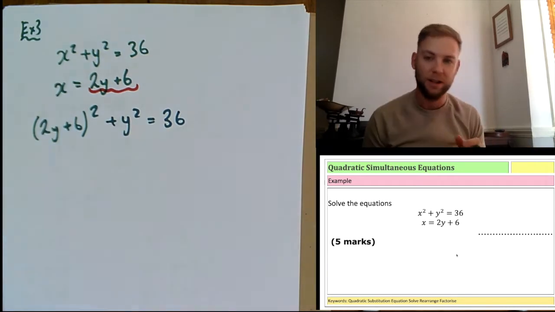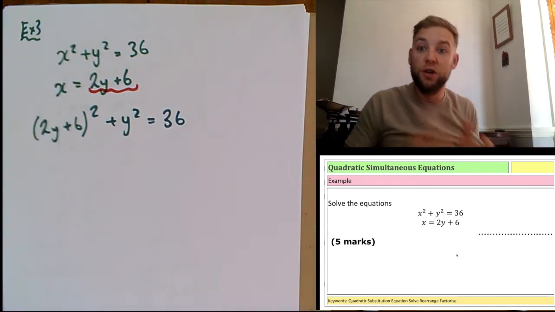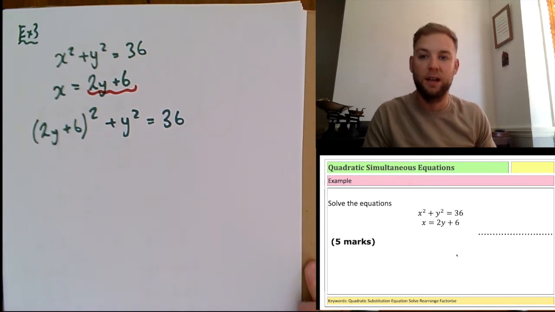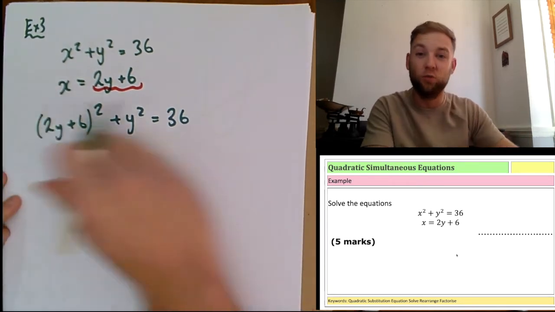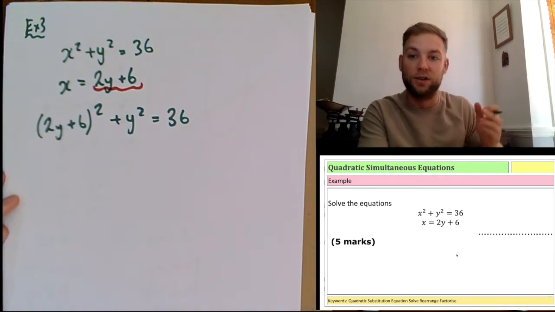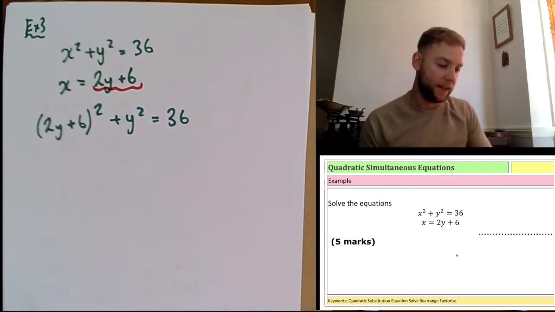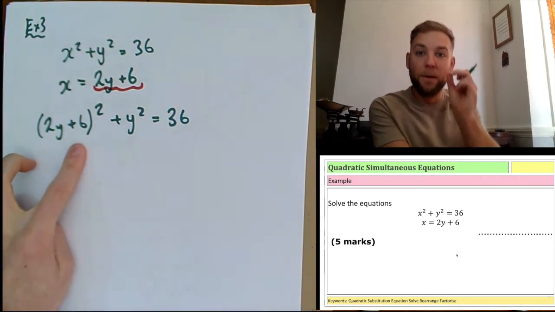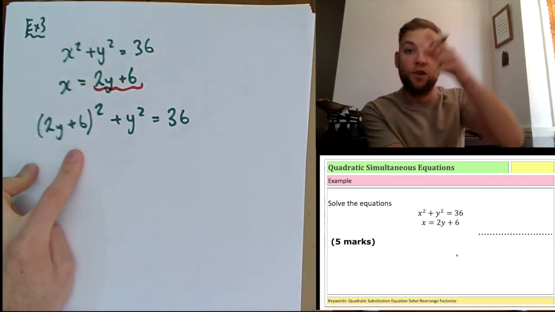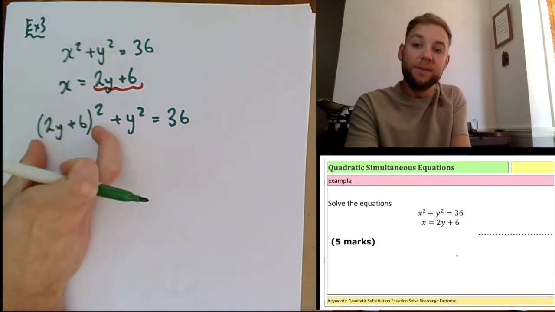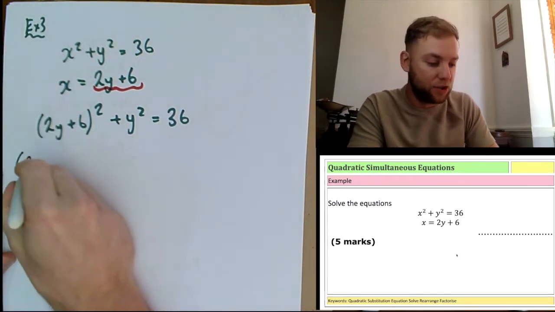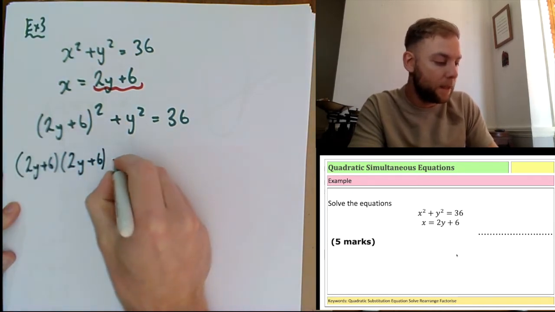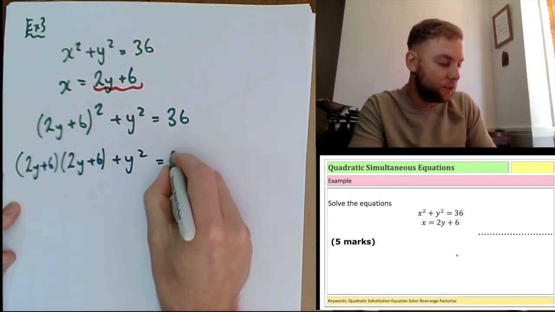Super. Now, I've substituted it in, but now I need to solve to find y, and this is where it gets a little bit trickier. The reason is you've got to rearrange and make it equal to 0 because it's a quadratic. The first thing I'm going to do is get rid of this bracket. Remember that squared doesn't just mean square the first one, square the second one. It means all of this bracket times by all of this bracket. So 2y plus 6 times by 2y plus 6, plus y squared, is equal to 36.